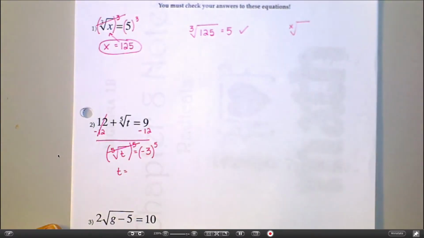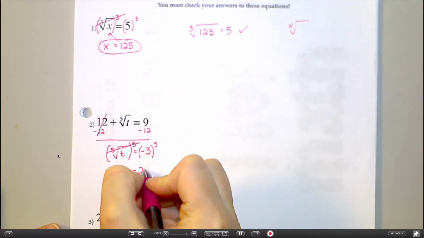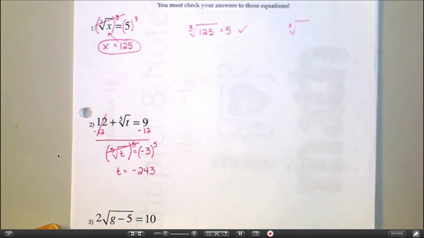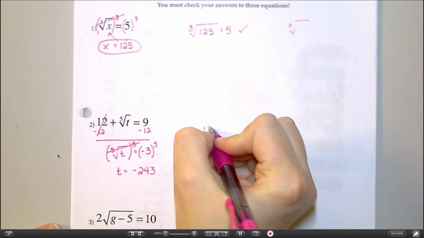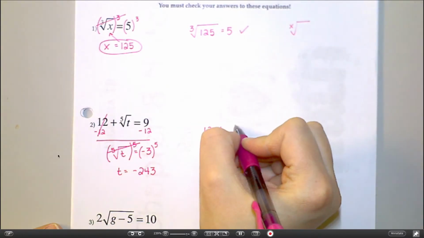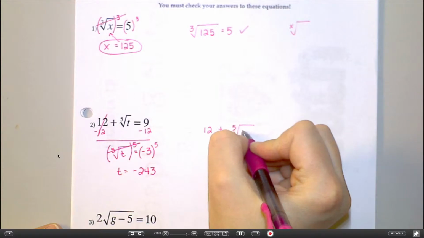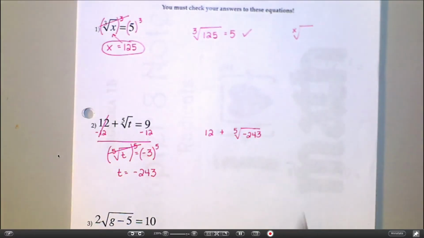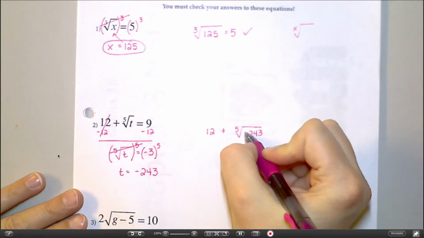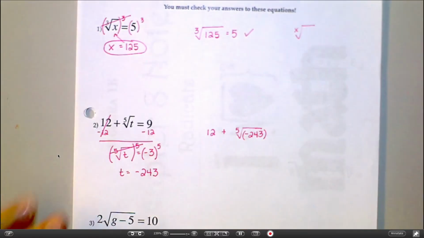Actually, I don't remember what that is. 3 to the 5th power. Okay, thank you. Negative 243. So now in our calculator, we need to type in 12 plus the 5th root of negative 243. You may need to put this negative 243 in parentheses underneath that 5th root, depending on your calculator.